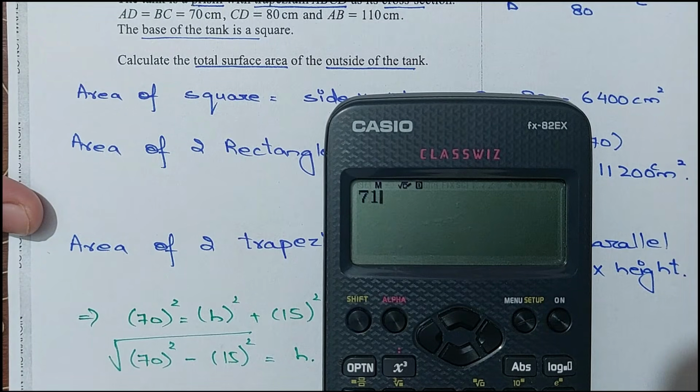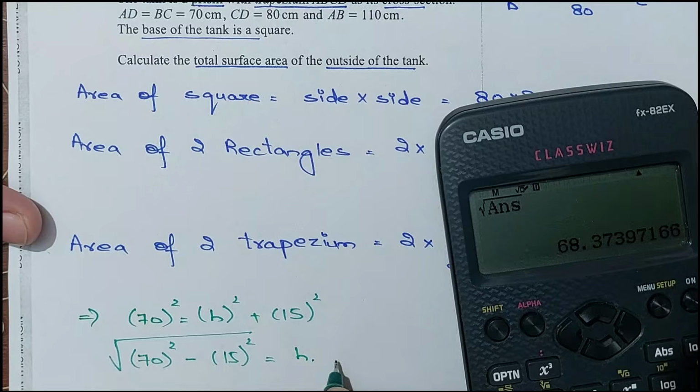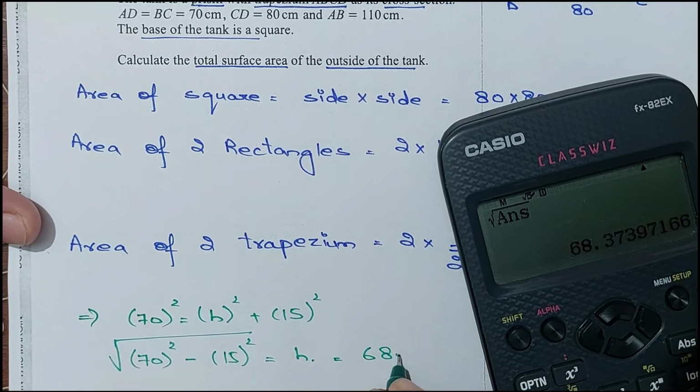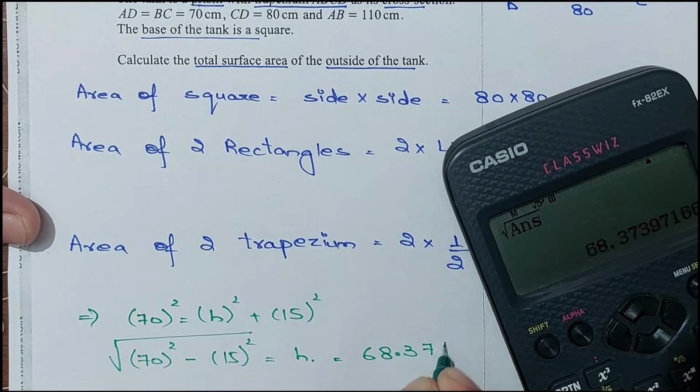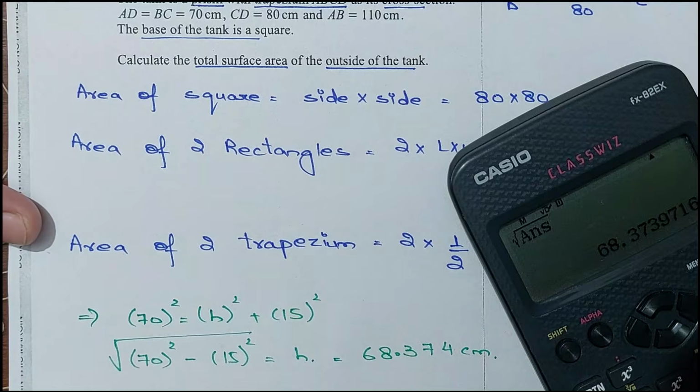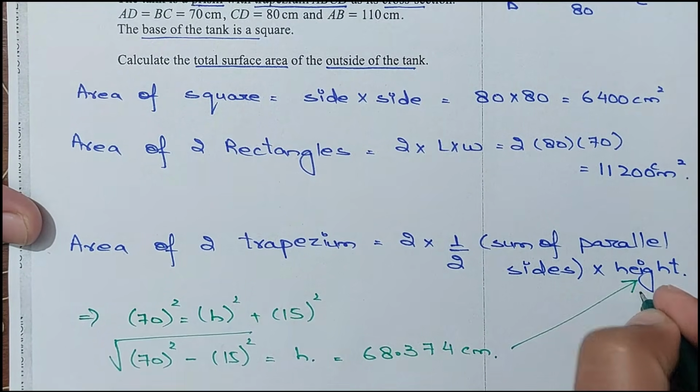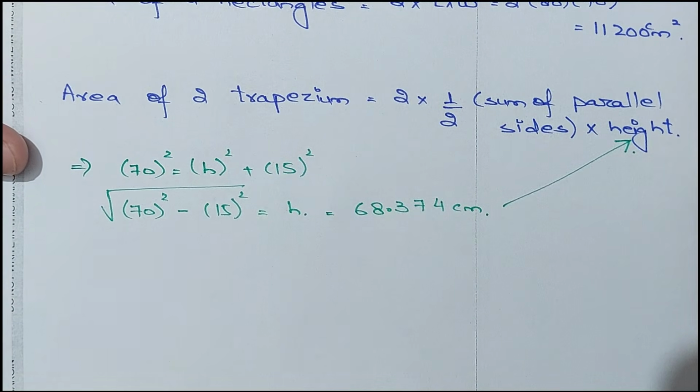Okay, 70 squared minus 15 squared, square root of the answer, this is 68.374. The height would be 68.374 centimeters. That would be the height. Let's plug the height into this trapezium.